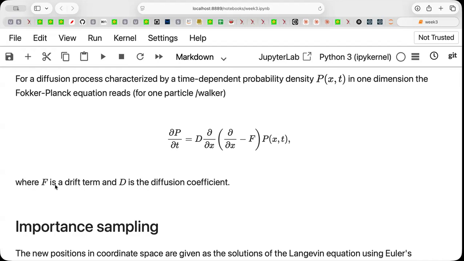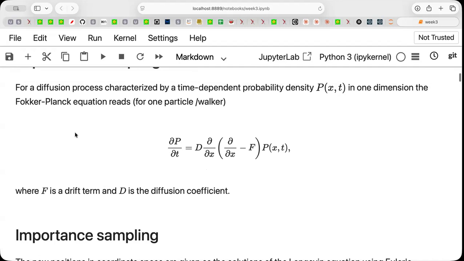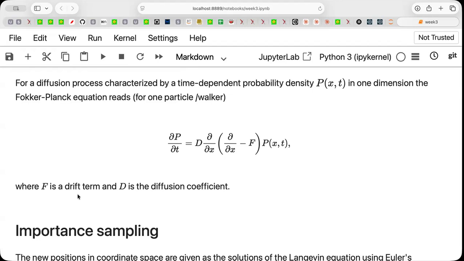In statistical mechanics, if you're looking at classical systems, the Fokker-Planck equation has been widely studied. You can think of this as a modification of the standard diffusion equation in the presence of some external field, which acts on the object you're looking at.